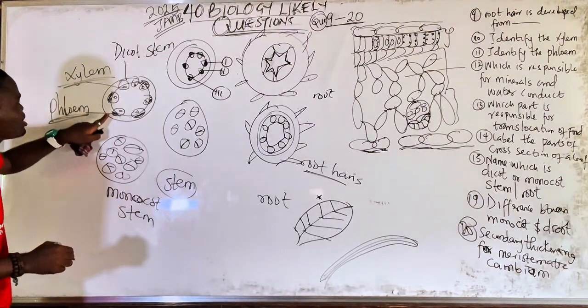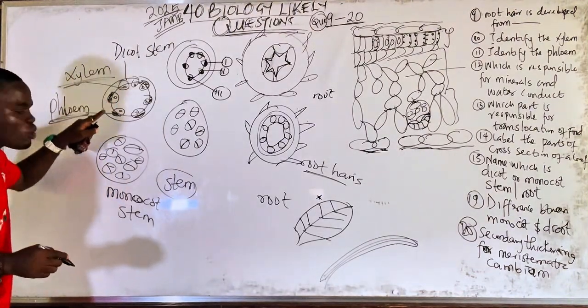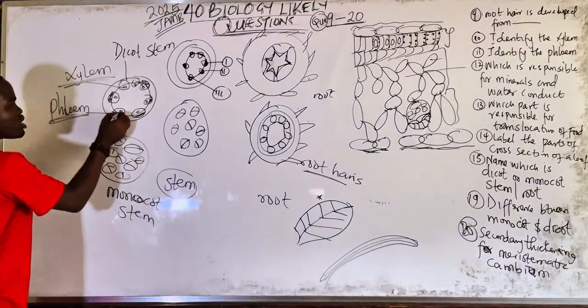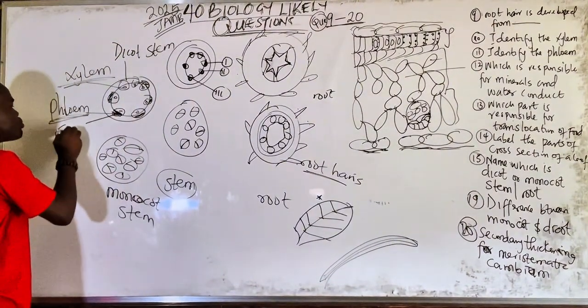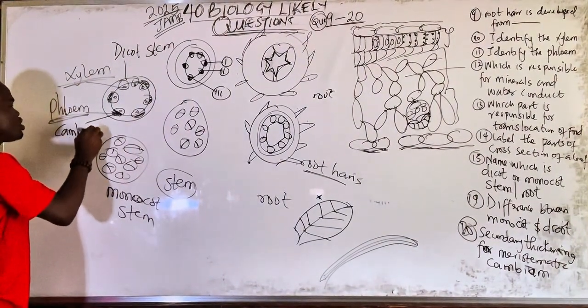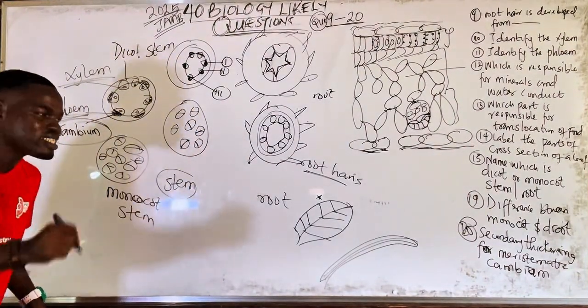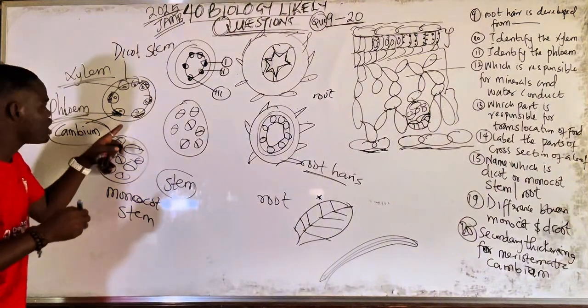Now, in between the xylem and phloem is what we call the secondary thickening, which comprises the cambium. This part here is the cambium, responsible for secondary meristematic thickening. Okay? So that is that.